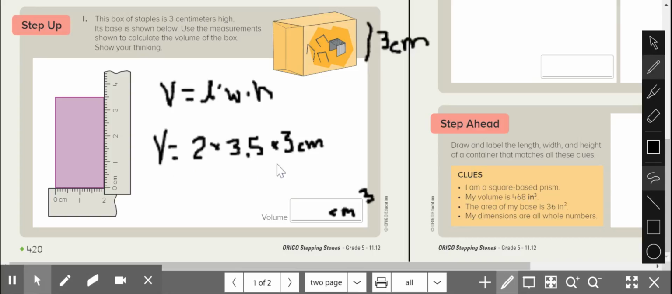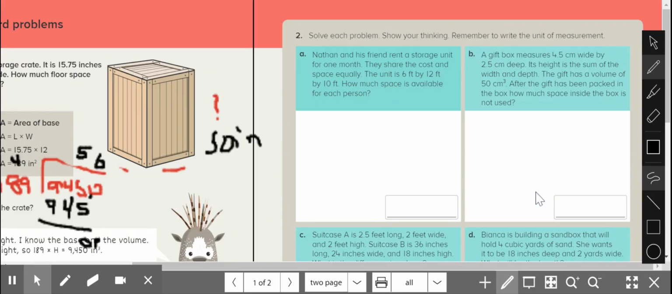2 times 3.5 times 3. Remember this, in multiplication, you can multiply in any order that you'd like. If you'd like to start with 2 times 3.5, go for it. If you'd like to start with 2 times 3, go for it. You choose, but make sure that you multiply all 3 of those numbers together somehow. Oh boy, these word problems are real tricky. We're supposed to show our thinking. Remember to write the unit of measurement.